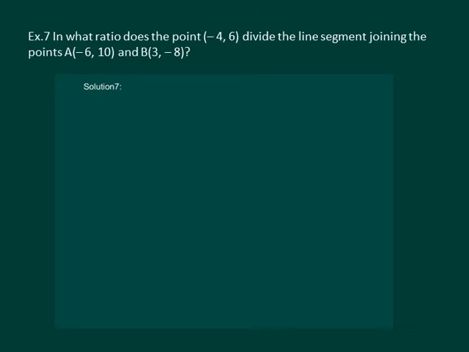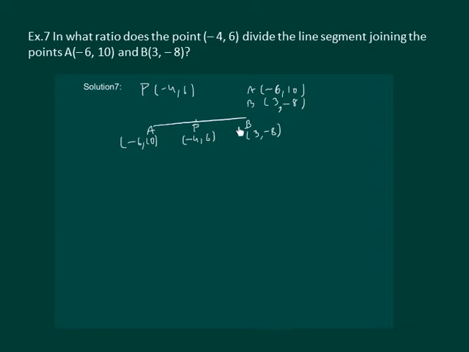Let us read the question. In what ratio does the point (-4, 6) divide the line segment joining (-6, 10) and (3, -8)? Let us try to understand the question. Basically, we are given point A, point B and coordinates of the point P which divides AB in some ratio, and we want to find that ratio.